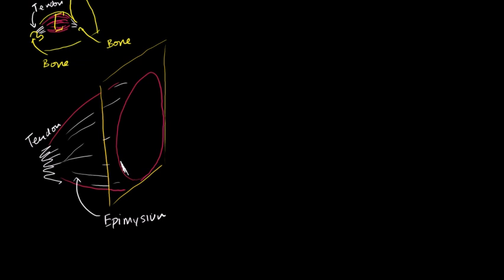Let me do it in another color. I'll do it in orange. This orange tissue right here. And then it divides off little, I guess we could call them fibers of some sort. So we have this orange tissue right there. This is called the perimysium. And that's also just connective tissue inside of the actual muscle.